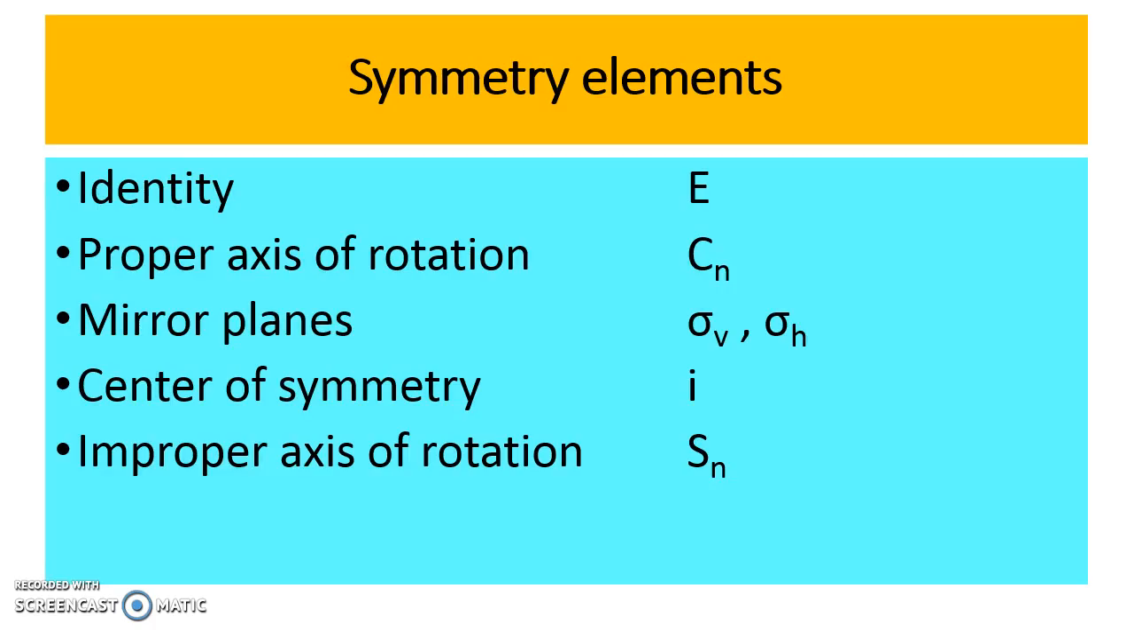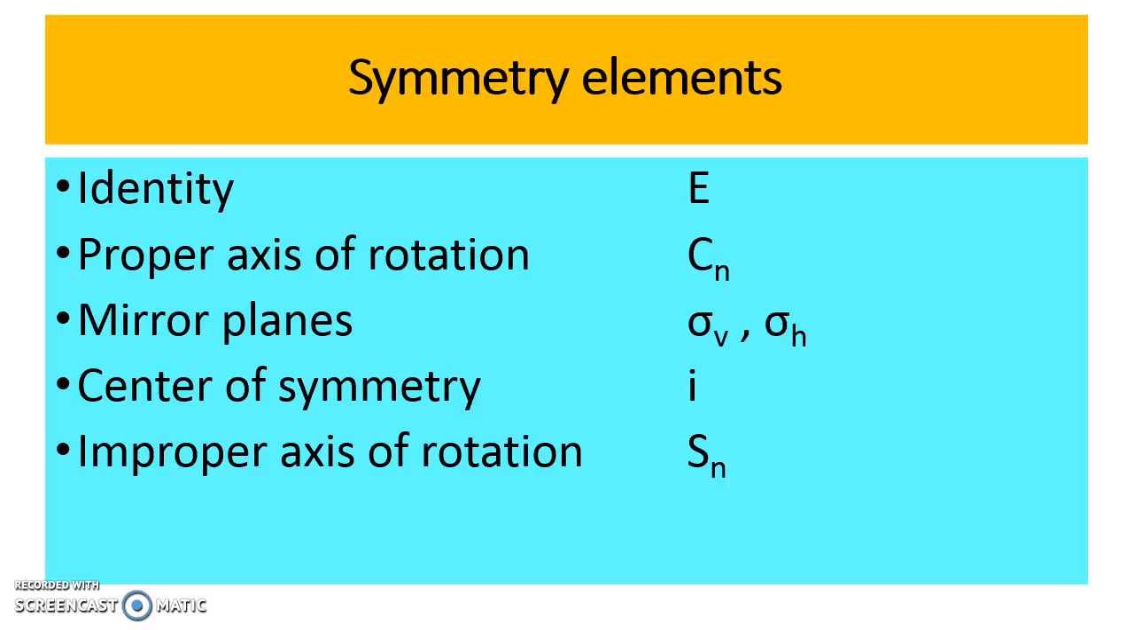The various symmetry elements that are present in the objects that we have seen so far can be listed as identity, axis of rotation, reflection plane, center of symmetry, and improper axis of rotation. These are the 5 symmetry elements that we can think of in a molecule or any other object.